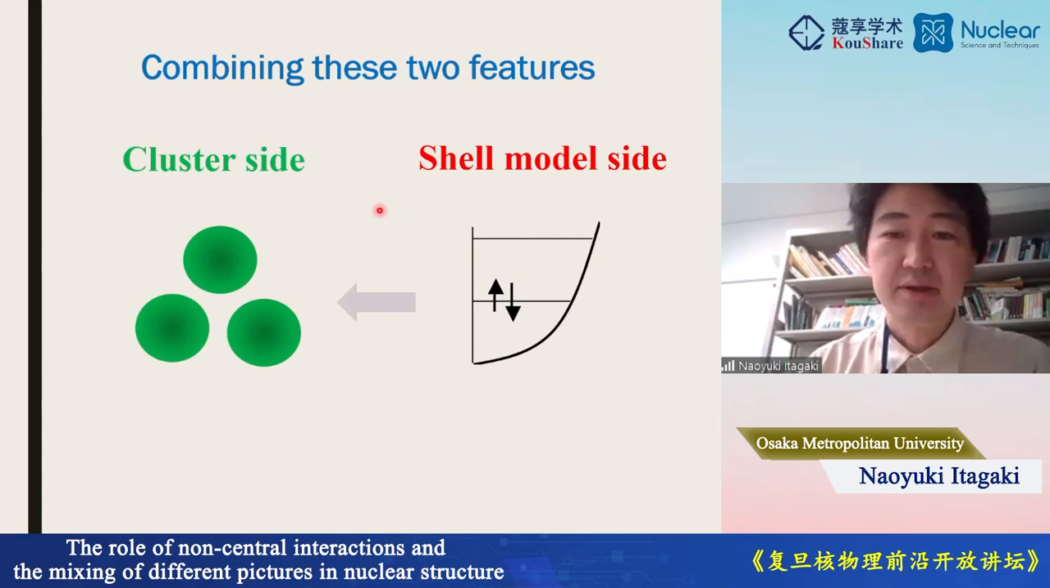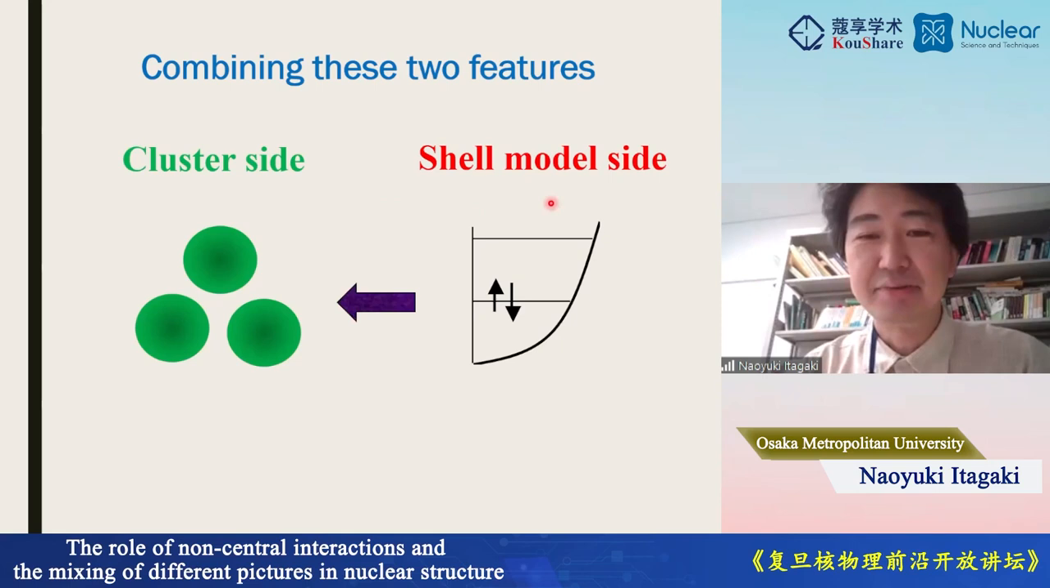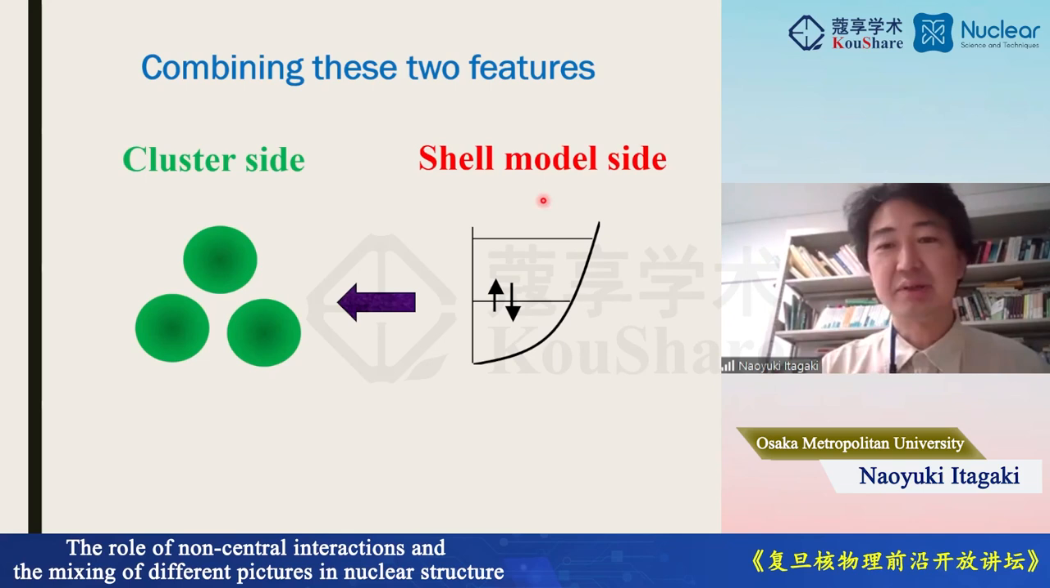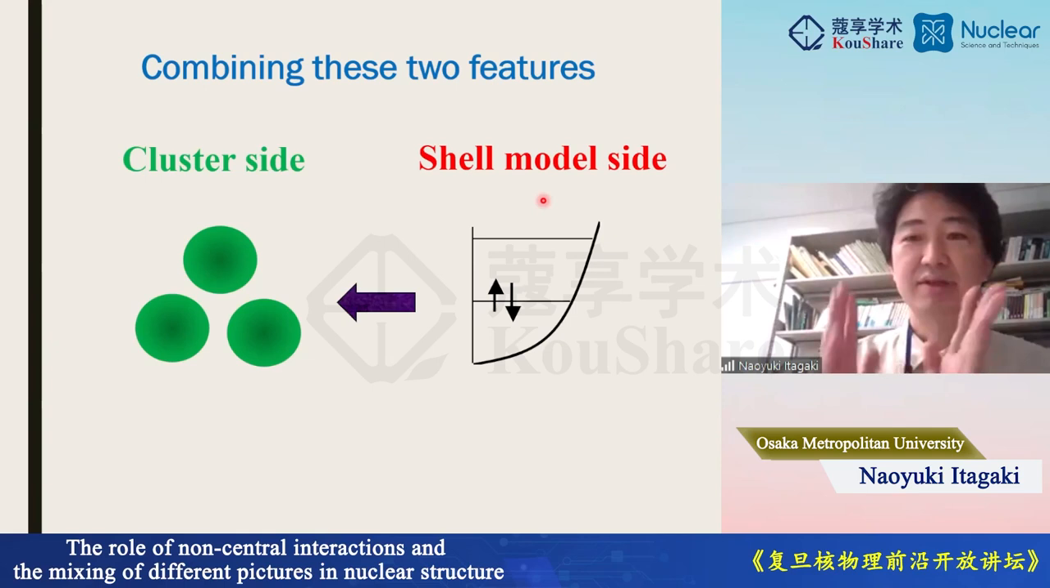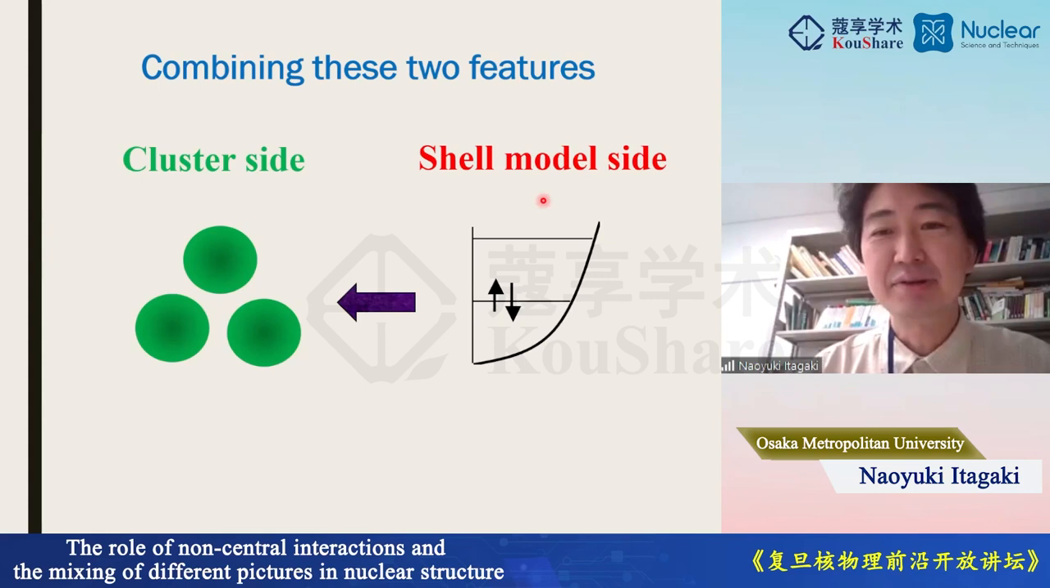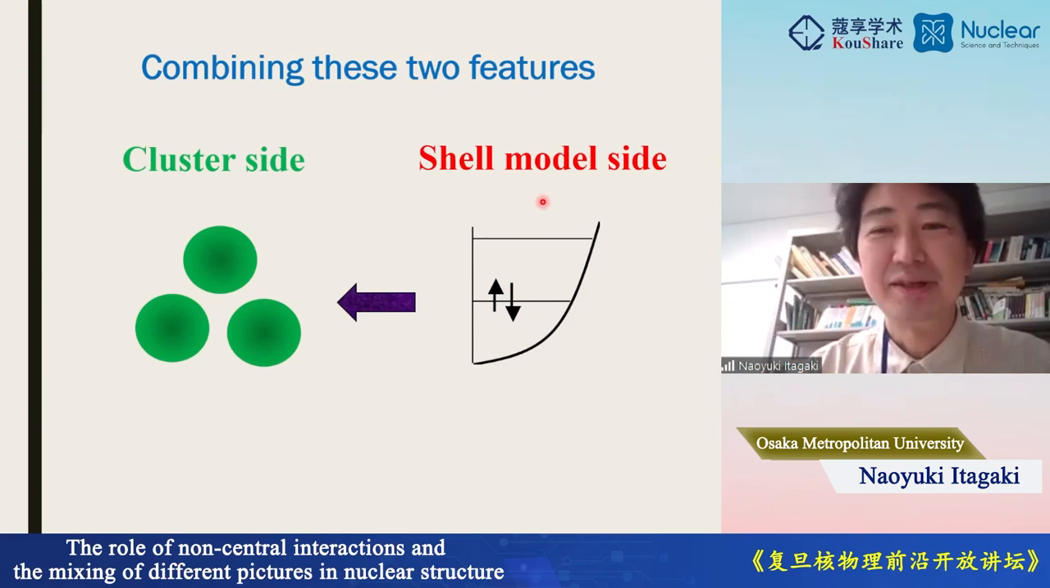One is to approach the cluster side from the shell model side. A shell model means that each nucleon occupies some orbit, but we can have many different configurations. So we can superpose many different states through the determinants, and the functional space is in principle a complete set. So eventually this kind of cluster state can be described if you prepare so many different configurations from the shell model side.